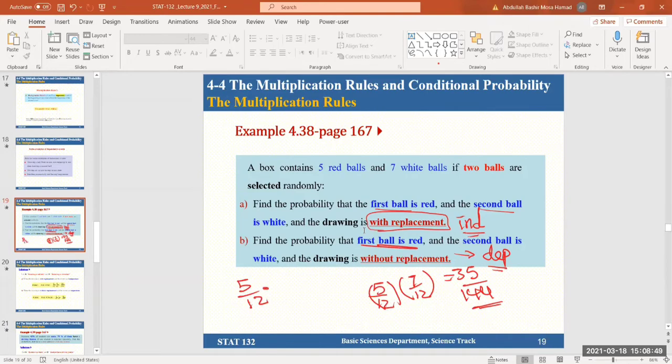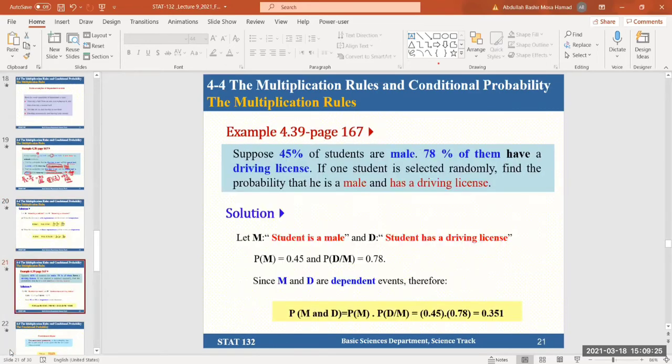For the second ball, we need to know the first ball. It was red. So now we subtract one red, it becomes 4. The probability of white is still the same, 7, but the total number of balls becomes 11. So it is 35 over 132, right? Yes. Clear?